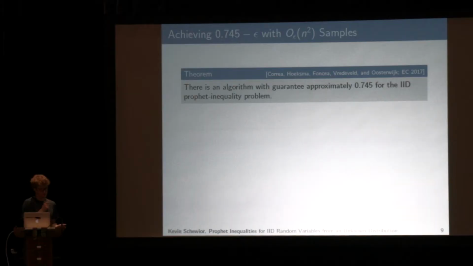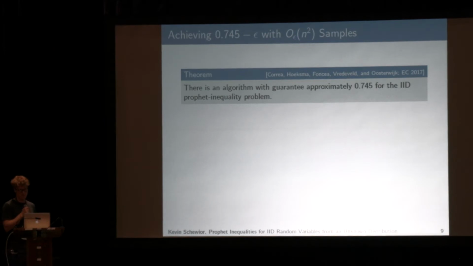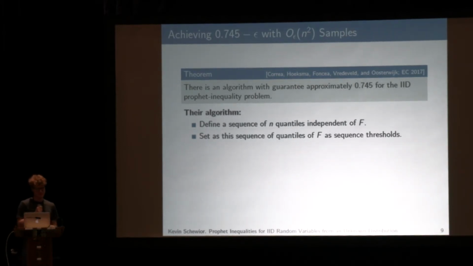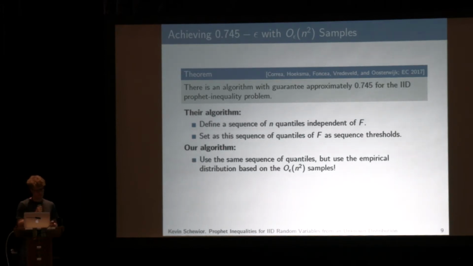As I said, the algorithmic result is a result from EC'19. And the algorithm works as follows. They define a sequence of n quantiles that's independent of f. And then when they see f, they look at these quantiles of f, and they set them as thresholds. The sequence is fairly involved, so I'm not going to speak about it here. But our algorithm essentially does the same, but it uses the empirical distribution instead of the actual distribution.